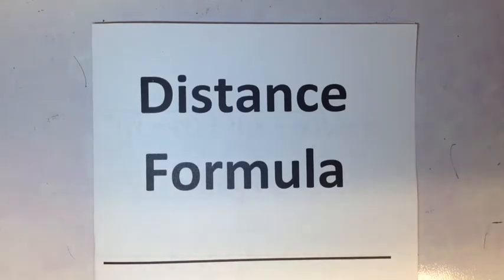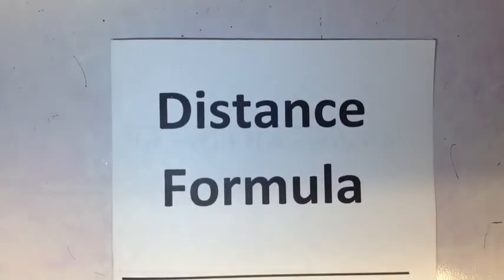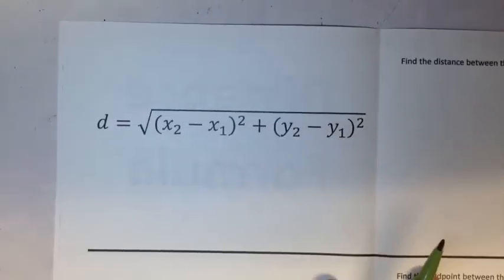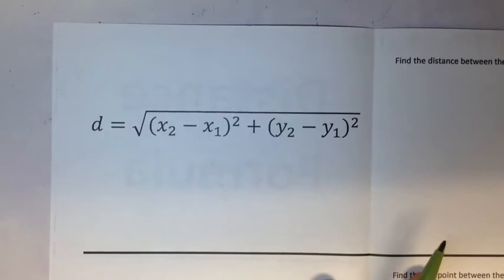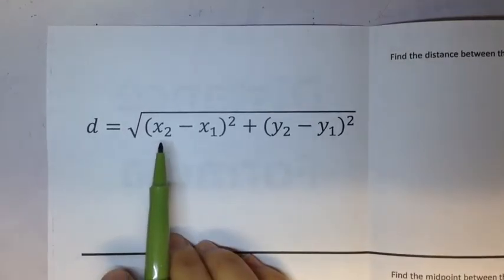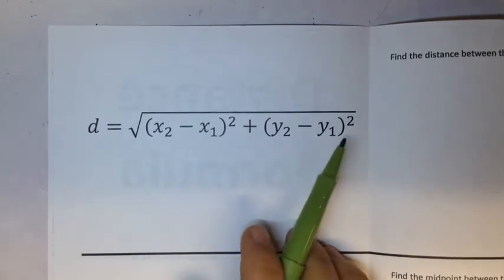Today we're going to be talking about the distance formula and the midpoint formula. They're two formulas for geometry that you're going to need to know, but they are based on the coordinate grid. The distance formula is at the top of these notes, and it's already written here for you. The distance between two coordinate points on a coordinate grid is measured by the square root of x2 minus x1 squared plus y2 minus y1 squared.